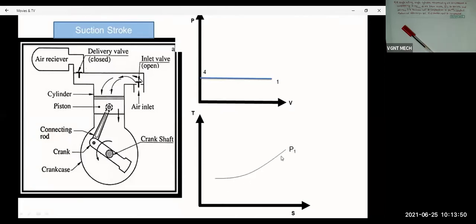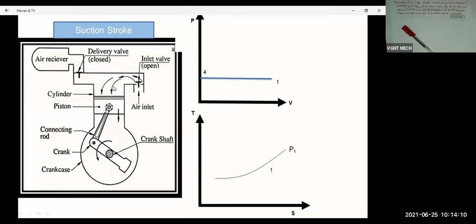Like this, it is a P1 line, and the point number 1 is here. After that, the piston reaches bottom dead center and starts to move from BDC towards the TDC. When the piston is moving from BDC towards the TDC, the pressure of the air starts to increase.